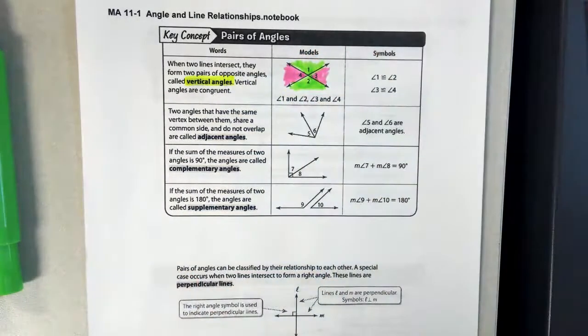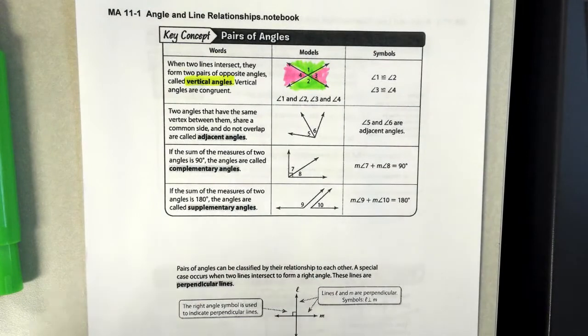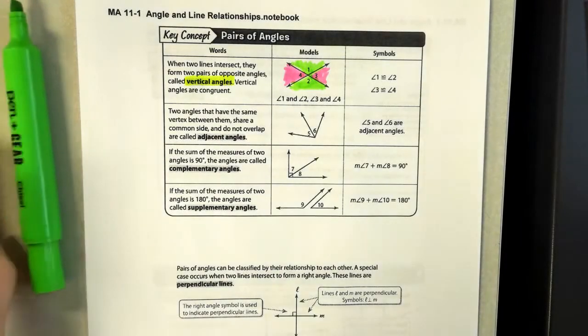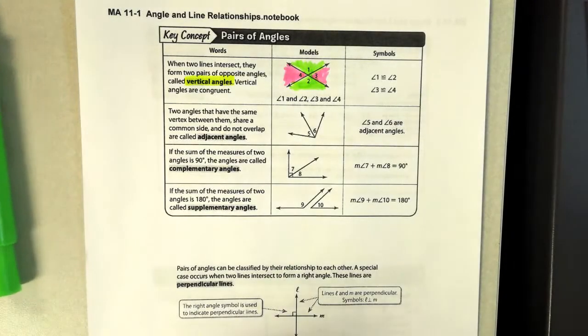The other thing that they tell us is vertical angles are congruent. You can tell the two green angles are the exact same size. You can tell the two pink angles are the exact same size. Now again, normally you can't just tell by looking at angles. You can't go based off of that they look the same, but we know because these are vertical, they are exactly the same measure.